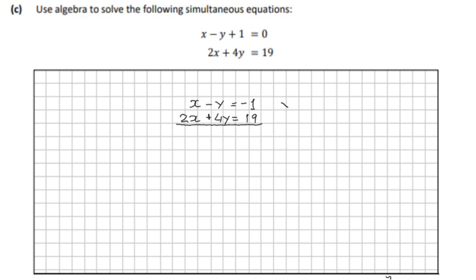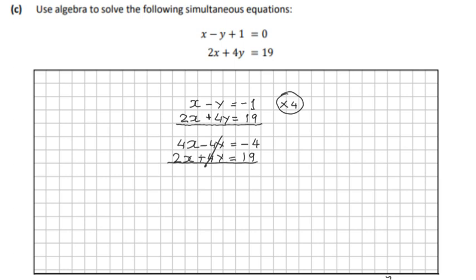So all we need to do is multiply by 4, and then we will get 4x minus 4y is equal to negative 4. And again, we have 2x plus 4y. The plus 4y will cancel with the negative 4y. So again, you can see now that's why I choose the y's. Okay, so let's add them all up together.